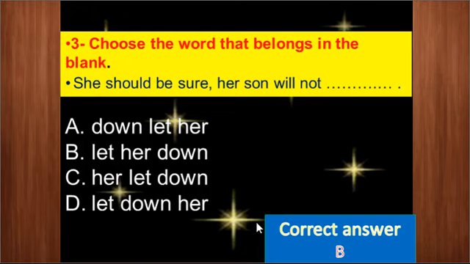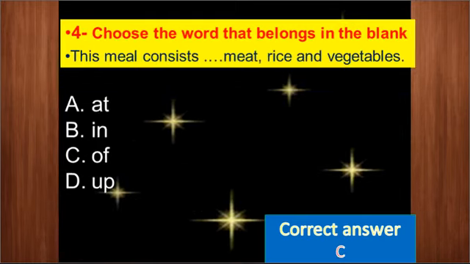Choose the word that belongs in the blanks. Here we have a question about a phrasal verb. She should be sure her son will not let her down. Let her down. Its meaning: disappoint her. Number 4, choose the word that belongs in the blank. This meal consists of meat, rice, and vegetables. Phrasal verb again.